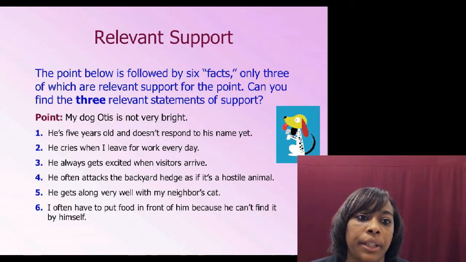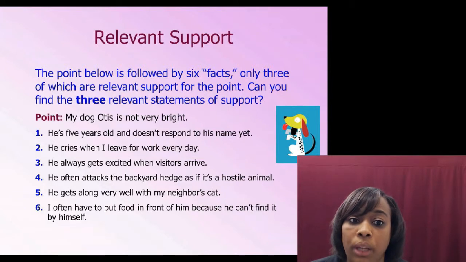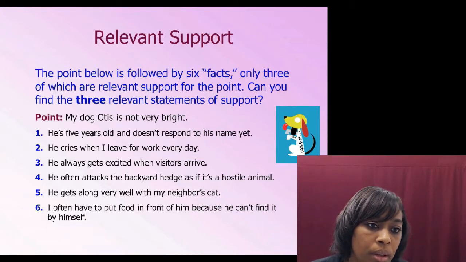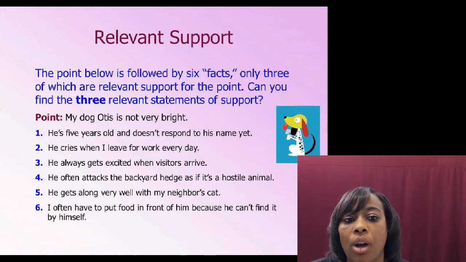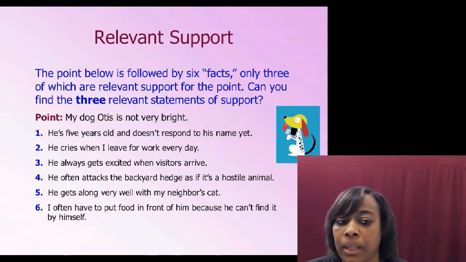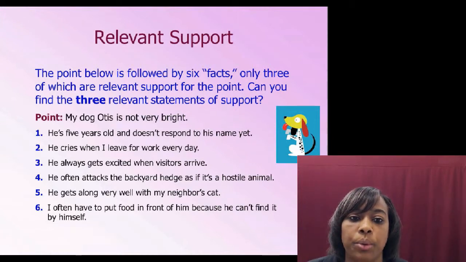So we're going to take a look at these. Below we have 6 facts. Only 3 of them are going to be relevant to the point, okay? And then the other 3 are not going to be relevant, of course, okay? So we say the point is my dog Otis is not very bright. Look at your choices, and I'm going to give you a few minutes to read through them. I'm not going to read through them for you, but 3 of those are going to be relevant to the point.